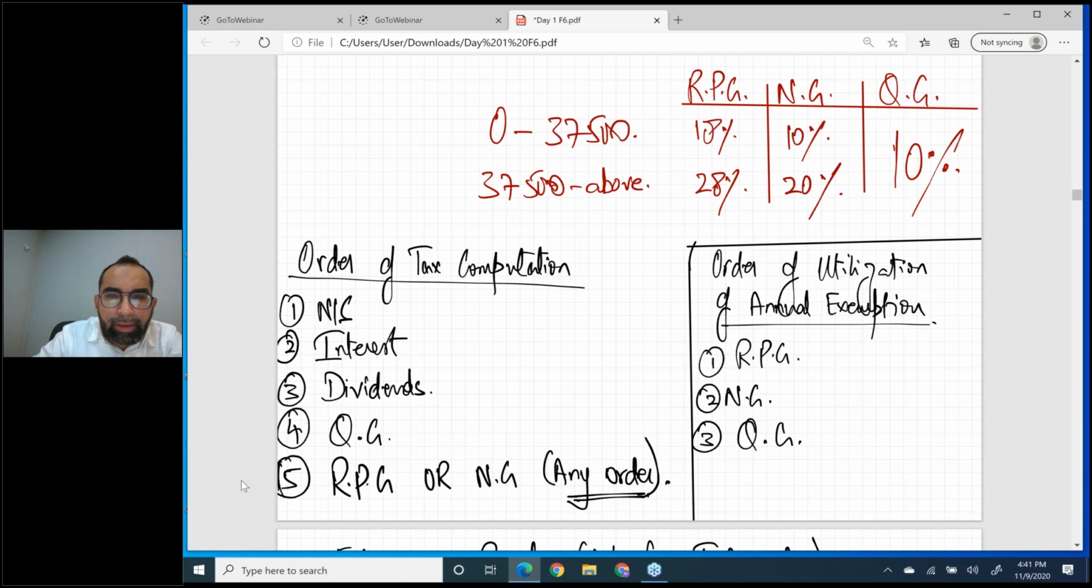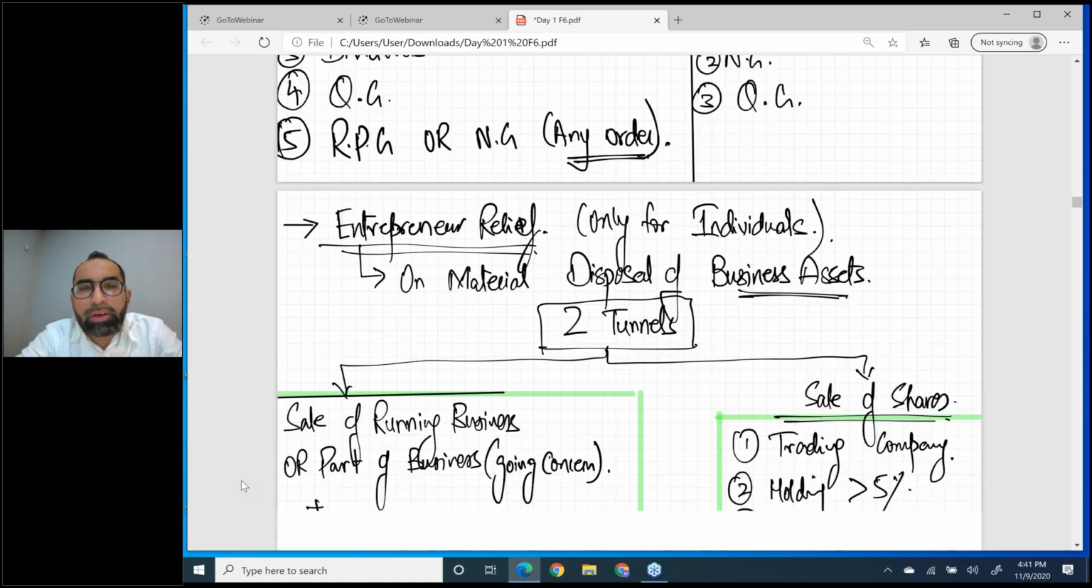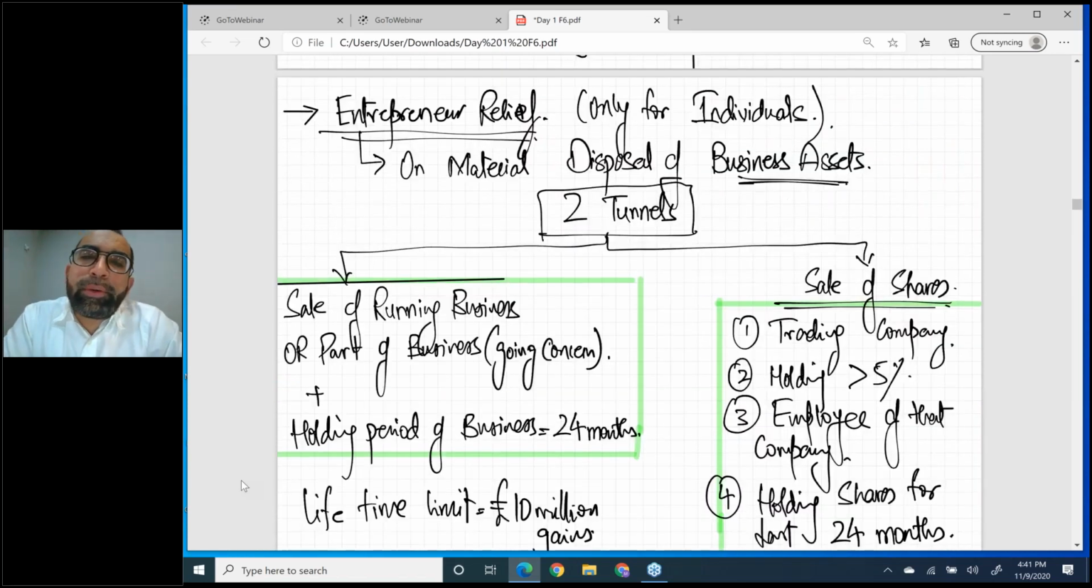Okay, now let's move on to the first relief, that is entrepreneur relief. First of all, look at the screen very carefully. Entrepreneur relief is only for individuals, it's not for companies. In my class I always say there are two separate tunnels, two slides, like slides in a water park. There are two separate slides for entrepreneur relief. Whichever slide you use, you will go to the destination directly.